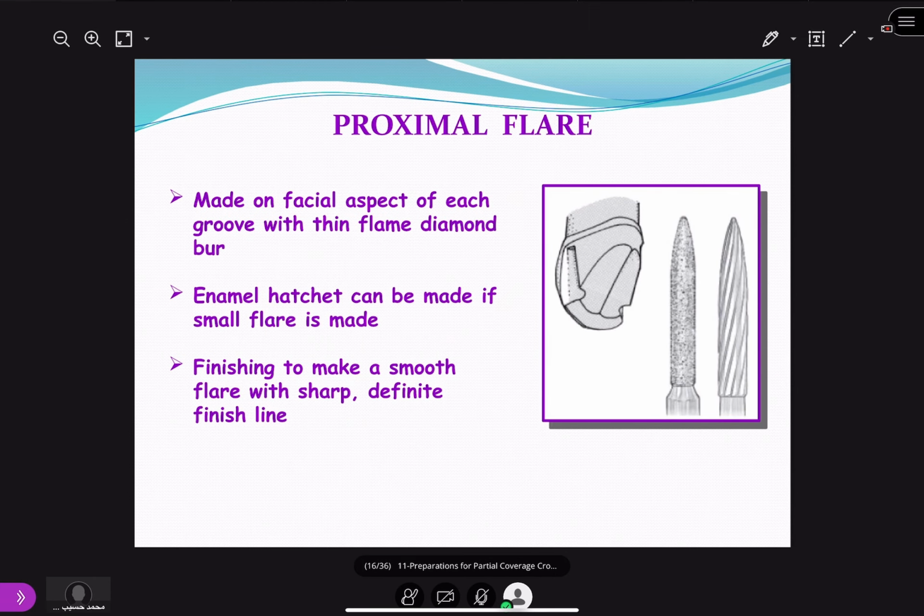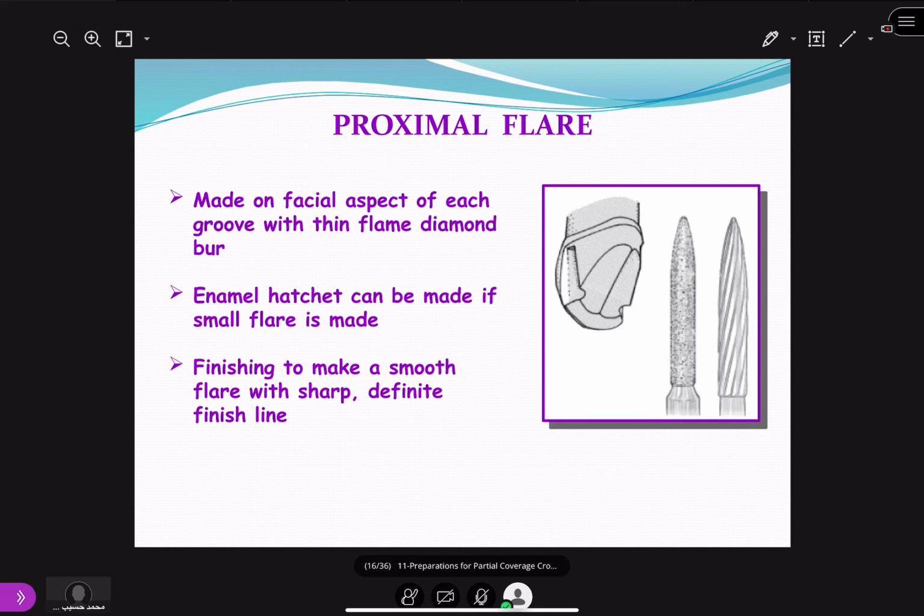So when you have done with the proximal grooves, the next feature you will provide is the proximal flare. The proximal flare will prevent the fracture of the enamel, because when you are making the proximal groove, a thin lip of enamel is left behind. So for this purpose we flare that area. This is called proximal flare.